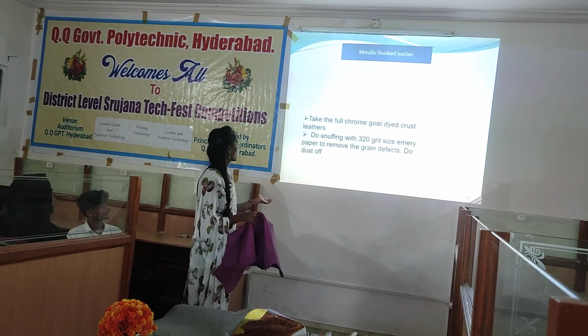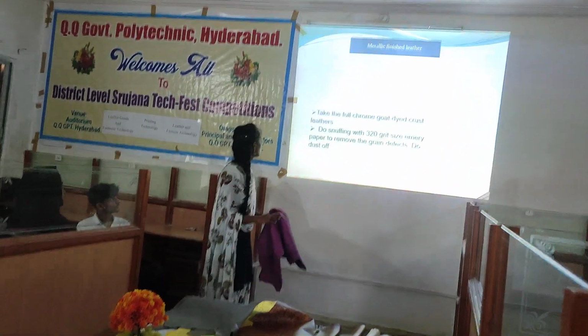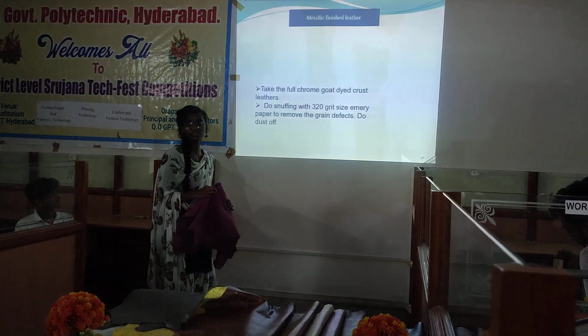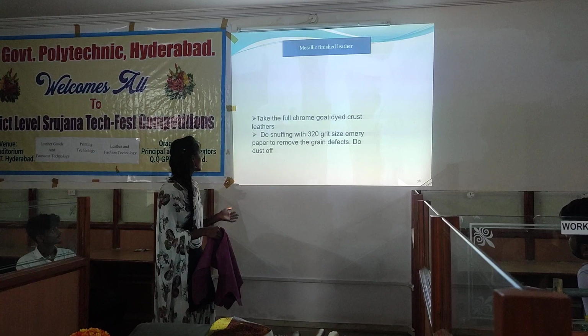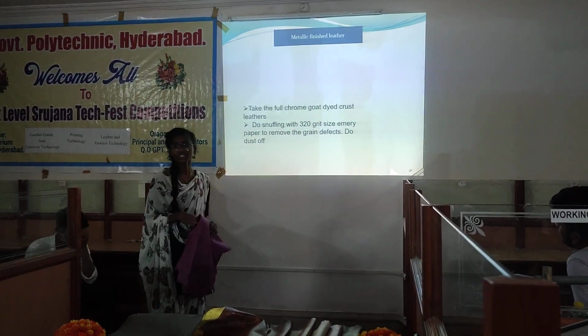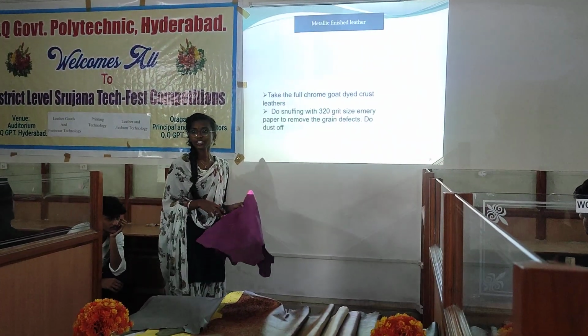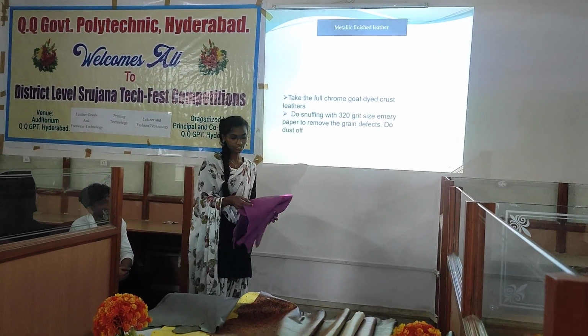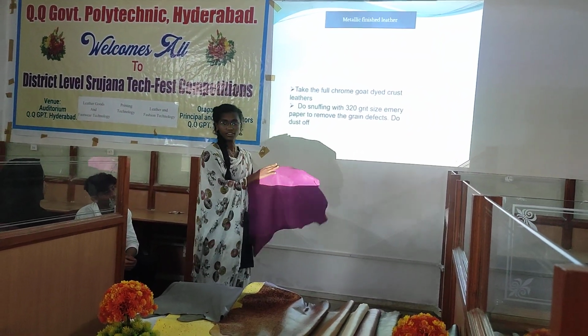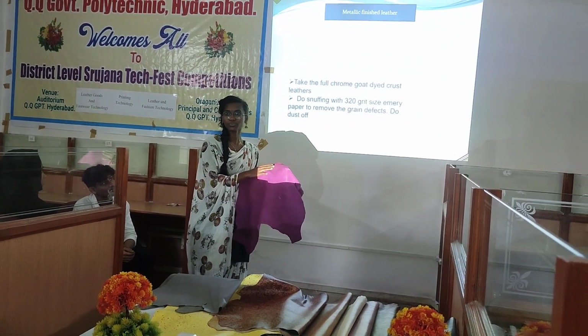And here this is the process of metallic finish leather. We have to take a full chromed goat dried crust leather and we have to do buffing. It is done with 320 grit emery paper, and buffing is done on the grain side to remove the defects on the leather.